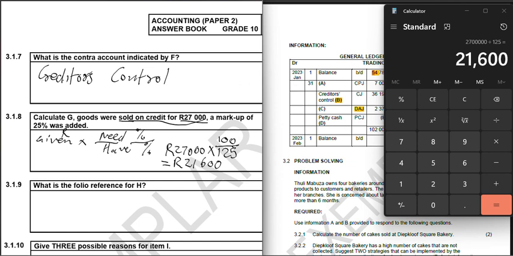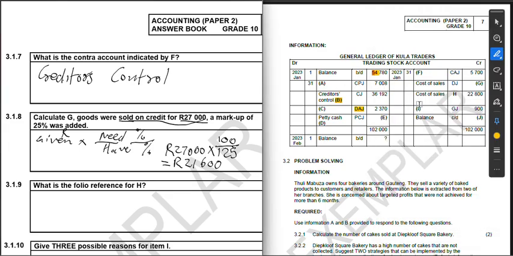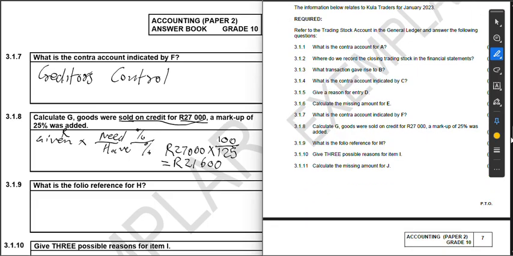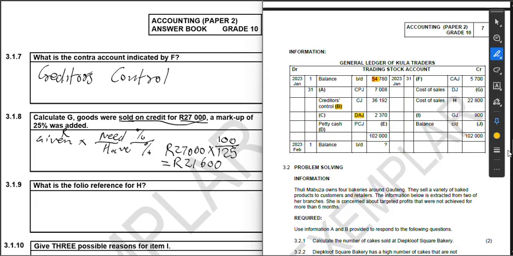We go to the next one, 3.1.9. What is the folio reference for H? Let us look at H. Where is H? Ah, look at that. That is H. So does it say anything about H from here onwards? We can have this as CRJ, we can have this as DJ. So at this moment in time, we need to just double check our information above. So let's see, it says there, what is the folio reference for H?